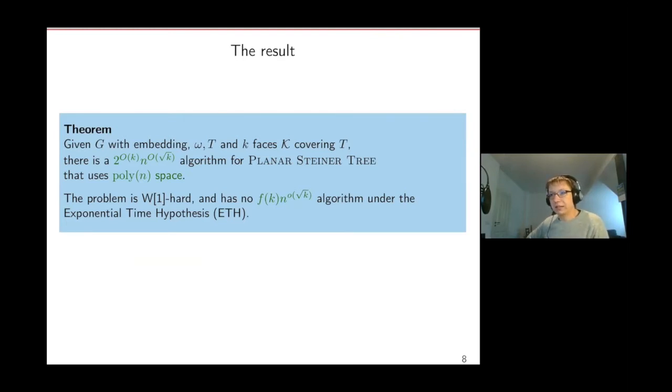On the negative side, the problem is W1 hard. It's not going to be FPT probably. And it has no f of k times n to the little o square root k algorithm under the exponential time hypothesis. So this running time almost matches the running time of the algorithm. Basically, the exponent of n you cannot improve significantly, but maybe the 2 to the order k is not needed. It's hard to say.